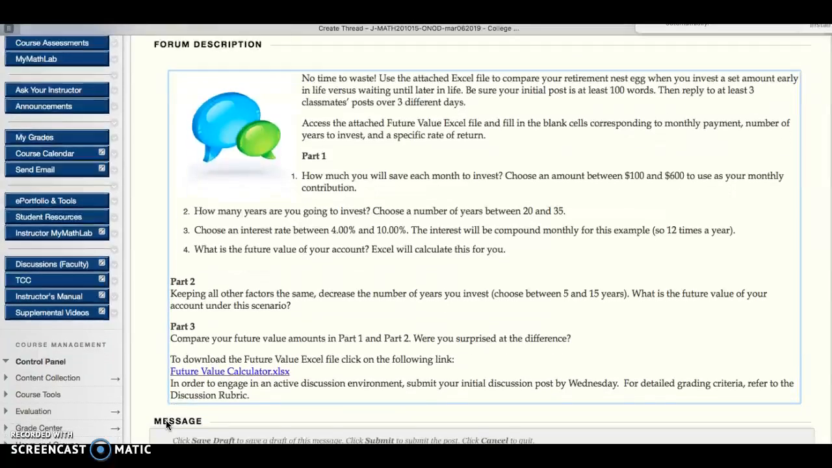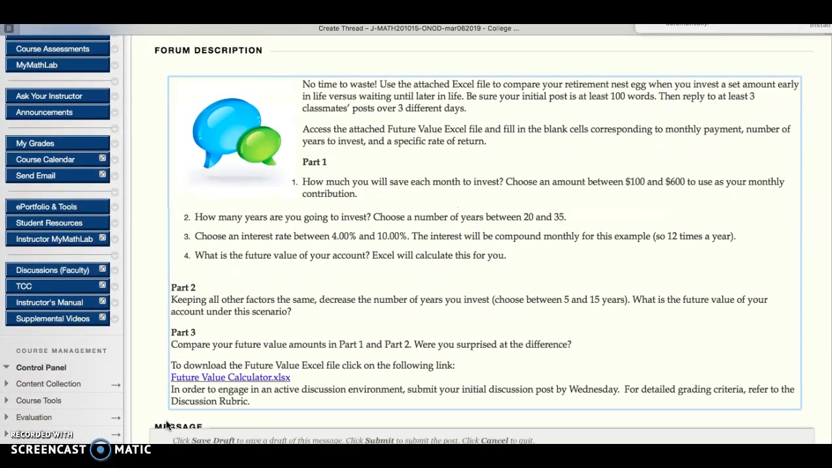And another thing that is really fun with this Excel spreadsheet, it says to choose an amount between 1 and 600. Do this a couple times. Try 100, try 150, try 600. What if you put $600 away every month? That's hard to do sometimes.